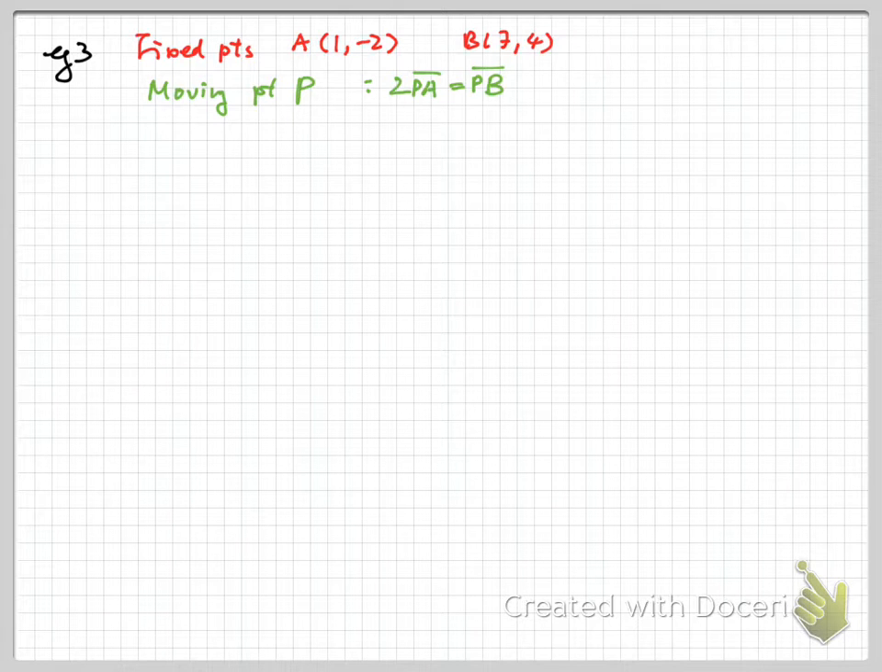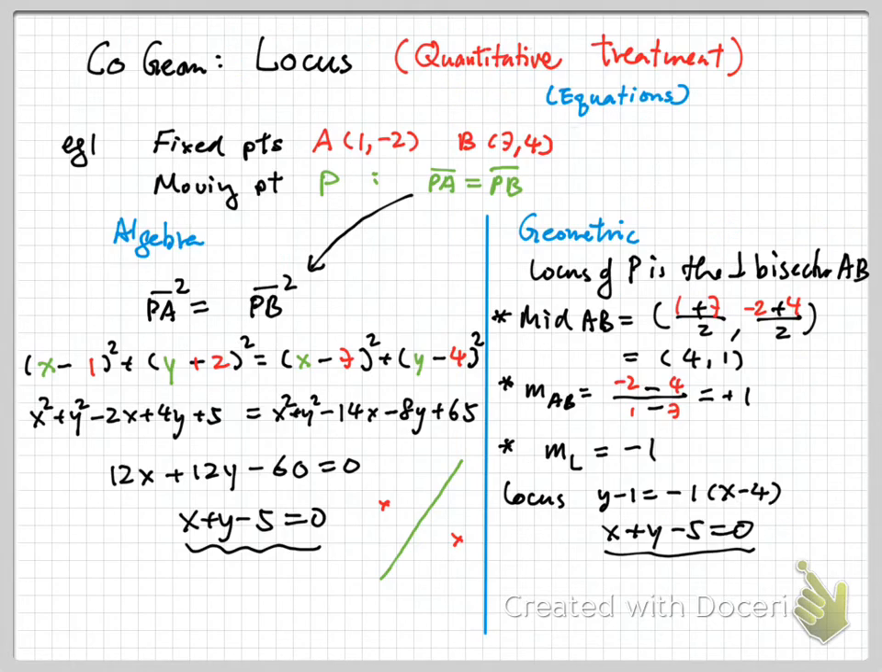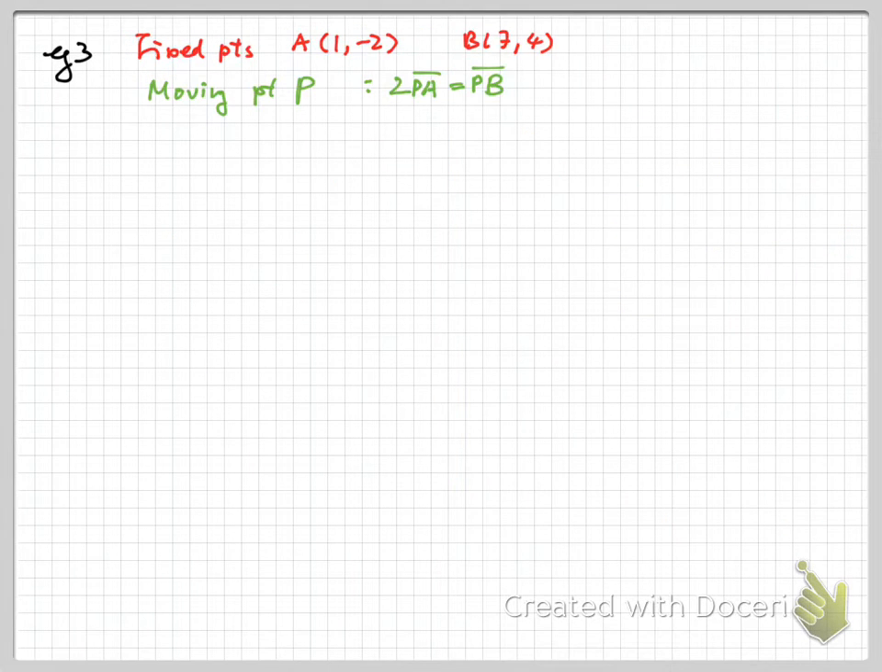Now, if you look at these details, it looks strikingly familiar with example 1. The 2 points are the same, 1, minus 2 and 7, 4. The movement rule is very similar. Instead of PA is PB, the sole change is twice PA is PB. Now, we can still do it with algebra. Never mind the difference.